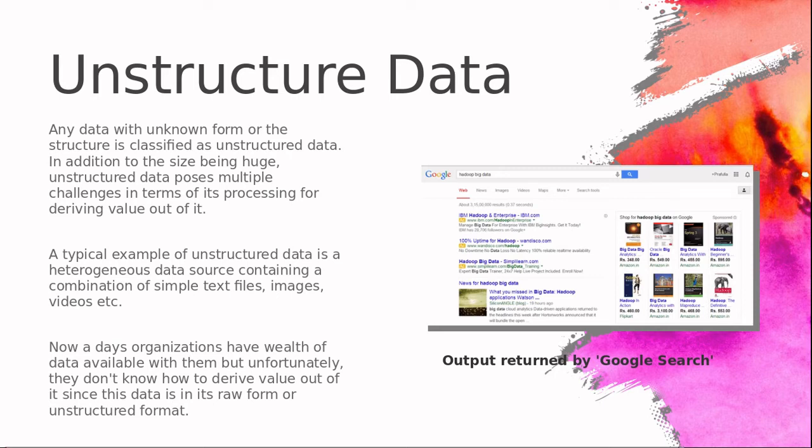Nowadays, organizations have a wealth of data available with them, but unfortunately they don't know how to derive value out of it, since this data is in its raw form or unstructured format.